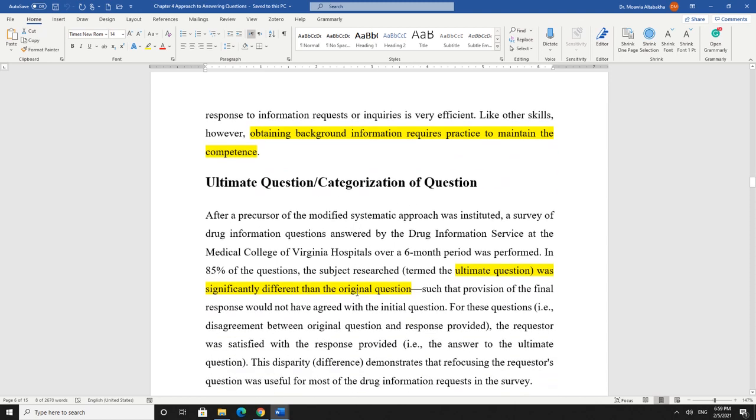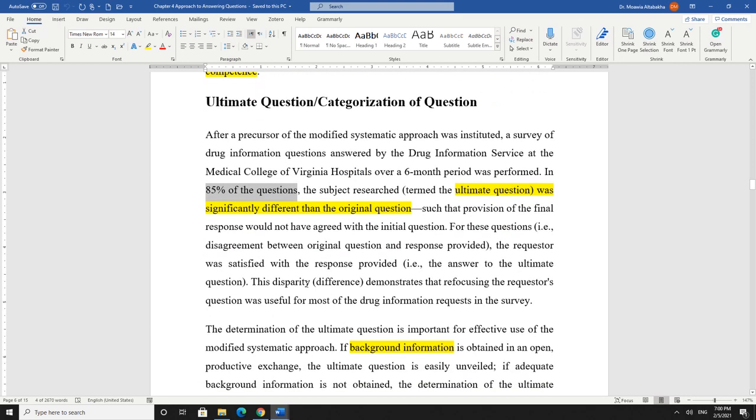So, what is the ultimate question? As I told you, they found in one study that 85% of the ultimate questions were different from the initial one. Imagine. So the majority is different. That's why this will tell you the importance of the background information you have to obtain.